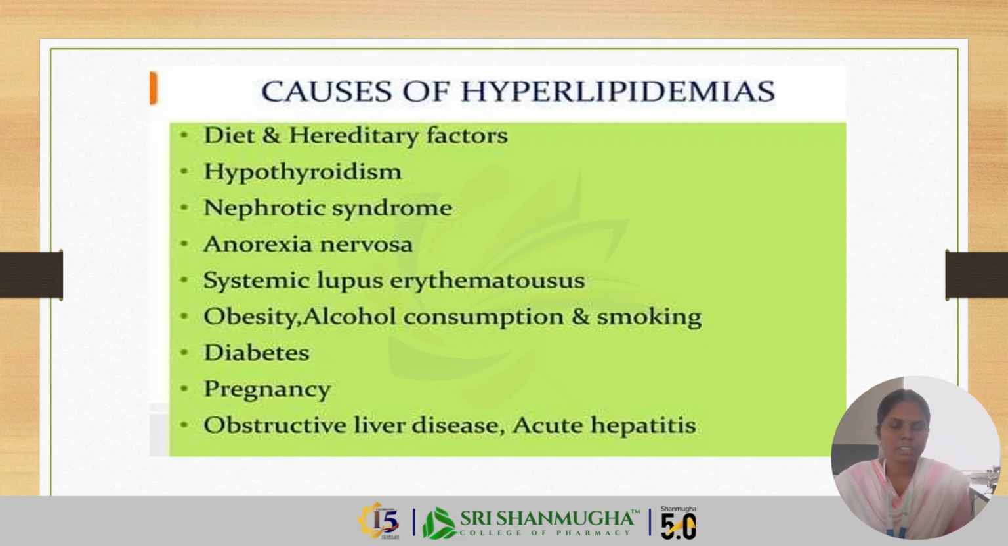Next, what are all the causes involved in hyperlipidemia? The first is diet and hereditary factors, the second is hypothyroidism, next is nephrotic syndrome, the third is anorexia nervosa, and next is systemic lupus erythematosus. Obesity, alcohol consumption, and smoking also cause hyperlipidemia, along with diabetes, pregnancy, obstructive liver disease, and acute hepatitis.